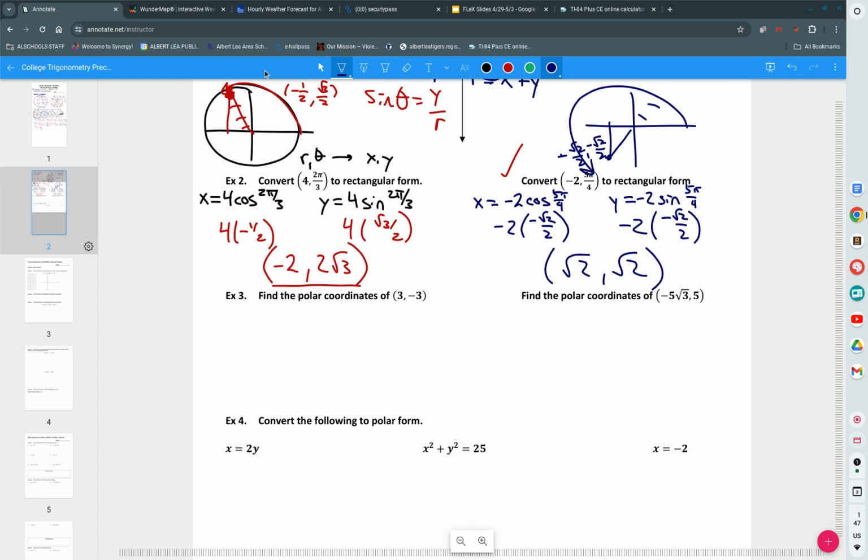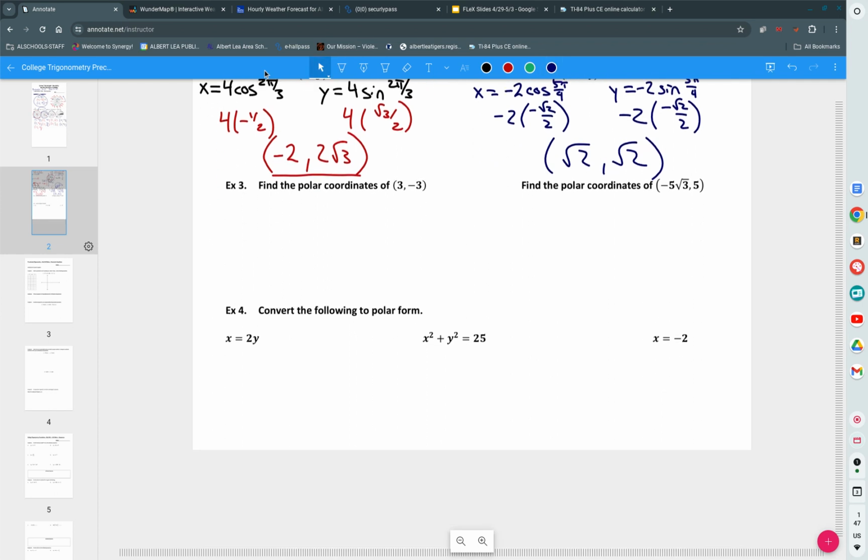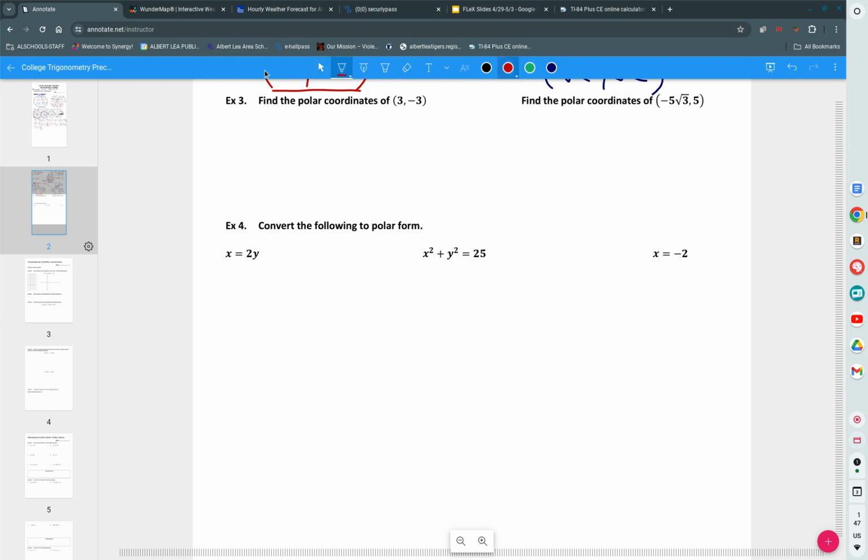Okay. All right. Find the polar coordinates for this. So now you want to take this and turn it into r, theta. We know r is equal to the square root of x squared plus y squared. If you square the x value, you get 9. If you square the y value, you get 9. So we get the square root of 18, otherwise known as 3 root 2.